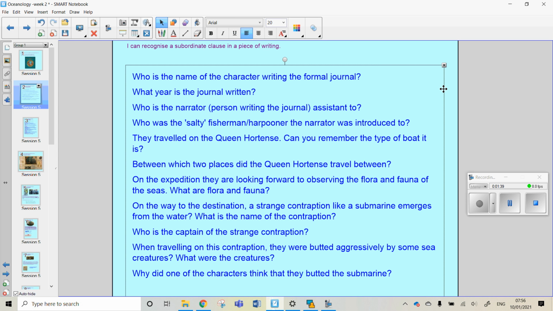On the expedition, they are looking forward to observing the flora and fauna of the seas. What are flora and fauna? On the way to the destination, a strange contraption like a submarine emerges from the water. What is the name of the contraption? Who is the captain of the strange contraption? When travelling on this strange contraption, they were butted aggressively by some sea creatures. What were the sea creatures? And why did one of the characters think that the creatures in the question above butted the submarine? Why did they do that?